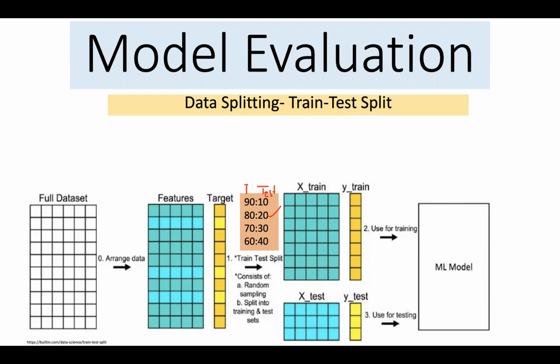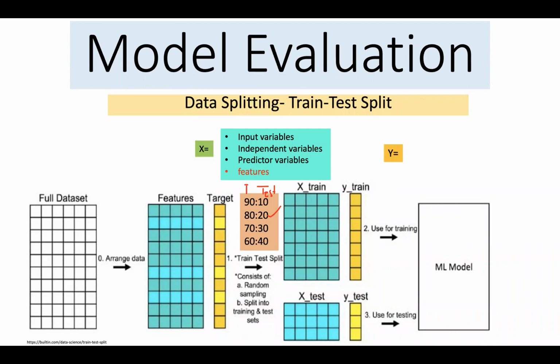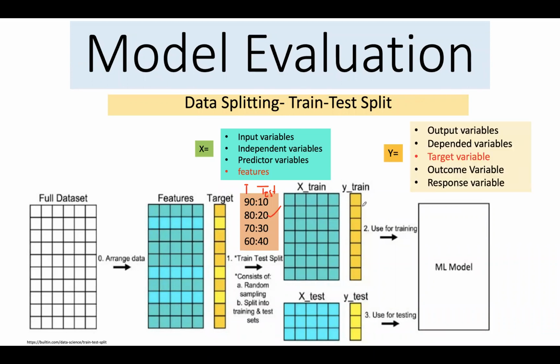Now, sometimes we refer to this X as independent variables, or we can call this input variables or predictive variables. In this case, we are using features, all right? And then your Y, sometimes we also refer to this as output variables, so this would be dependent variables, or outcome variable or response variables. All these are different names you'll come across that could be used interchangeably.